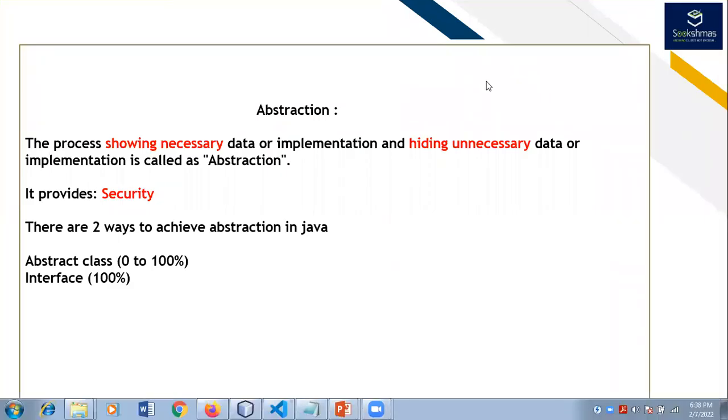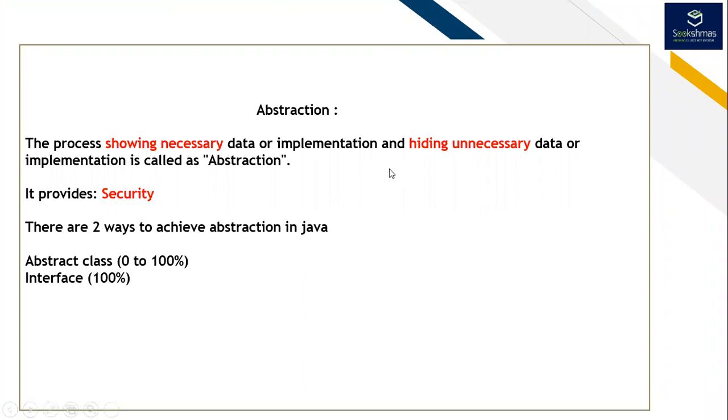So this is the standard definition of abstraction: the process of showing the necessary data or implementation and hiding the unnecessary data. Just focus on this, showing the necessary data and hiding the unnecessary data. This is the standard definition of abstraction, or else focusing on the necessary implementation and hiding the unnecessary implementation. This is the generic definition of abstraction: the process of showing necessary data or implementation and hiding the unnecessary data or implementation is called abstraction.